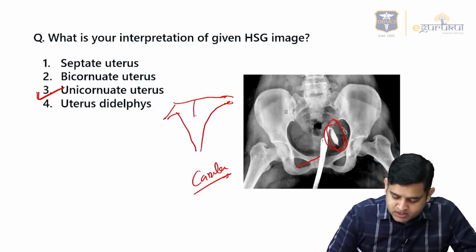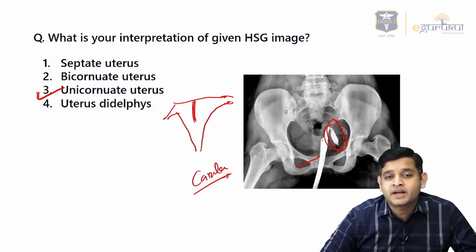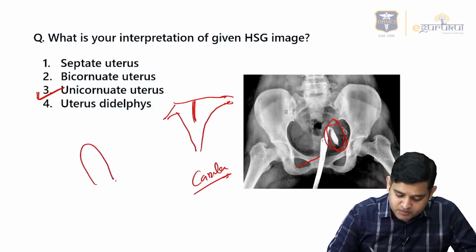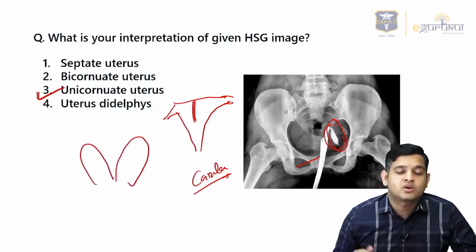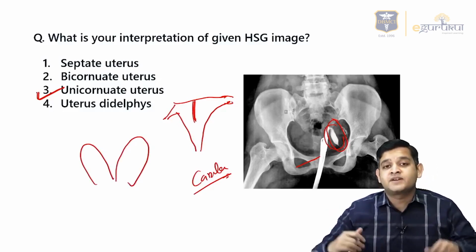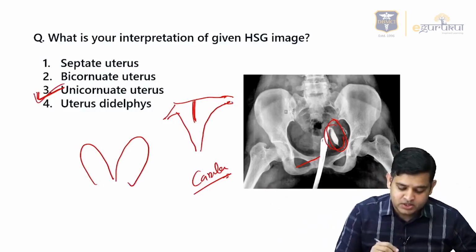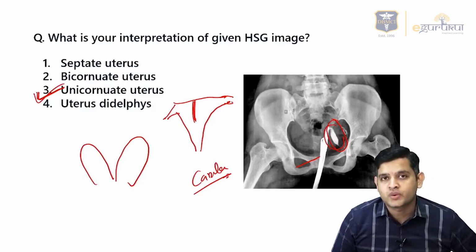In a septate uterus, you will be seeing a septa. In a bicornuate uterus, you will be seeing the two separate horns. And in didelphys, the uterus is completely divided into two. So this is an image of a unicornuate uterus.